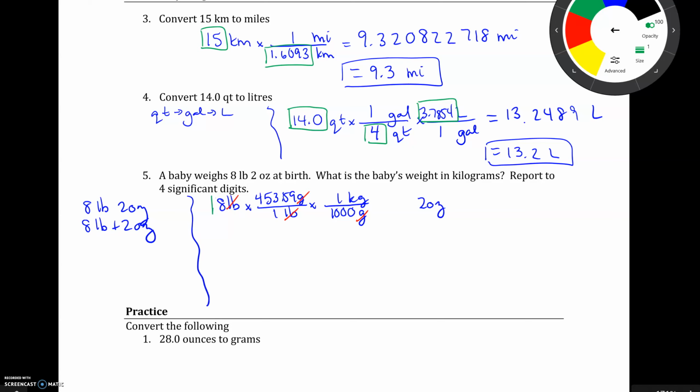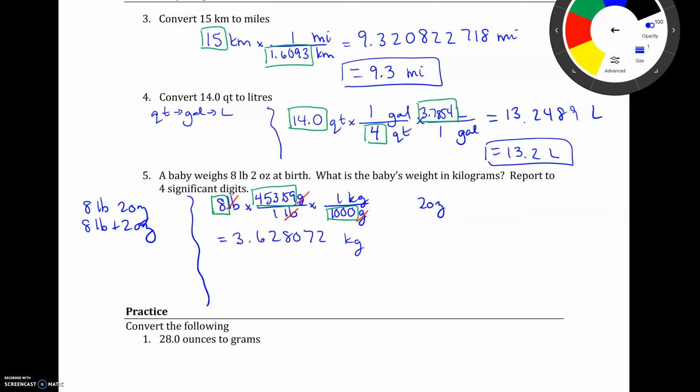Notice how my units cancel out between the numerator and denominators. When I go to enter this into my calculator, I'm going to put in the initial measurement, 8 times 453.59, and then divide by 1,000. The answer is going to come out to 3.628072 kilograms. Because we're not at our final step, we won't round that yet.